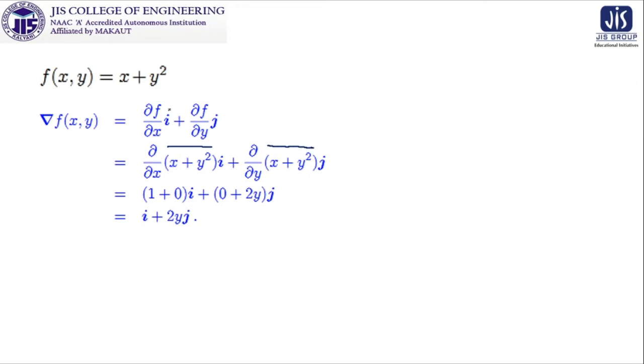And what is the result? Already we have uttered that it will be 1 and it will be 2y. So after simplifying, we are getting this result. And what is this? Look at this. It is nothing but a vector field because i and j are associated with this.